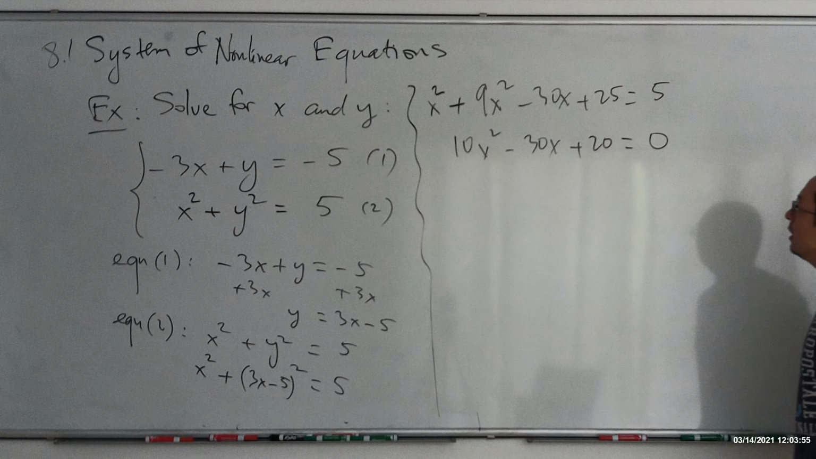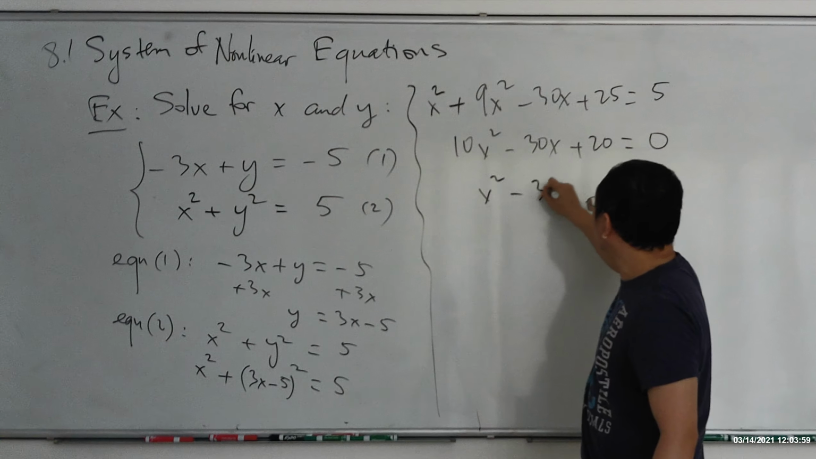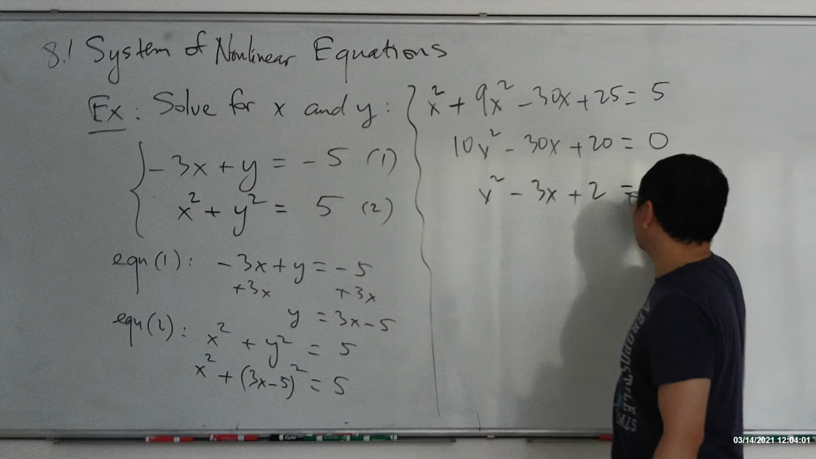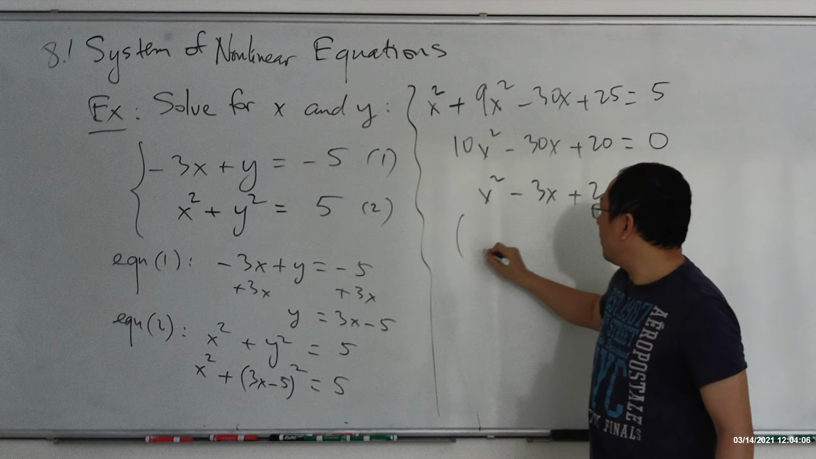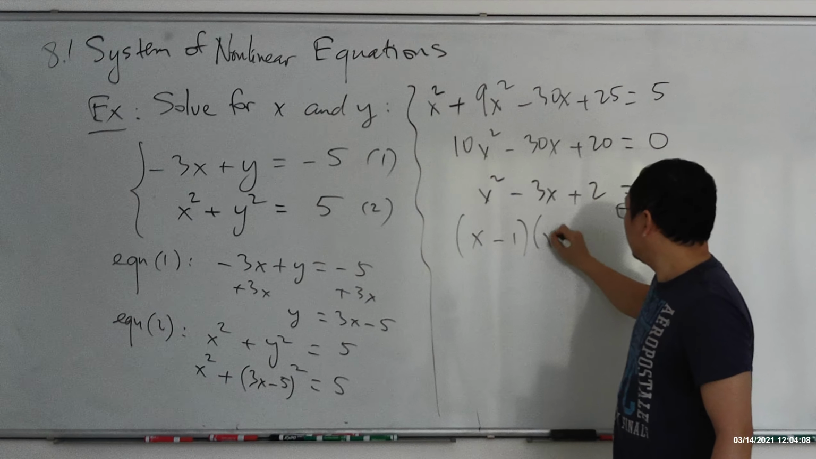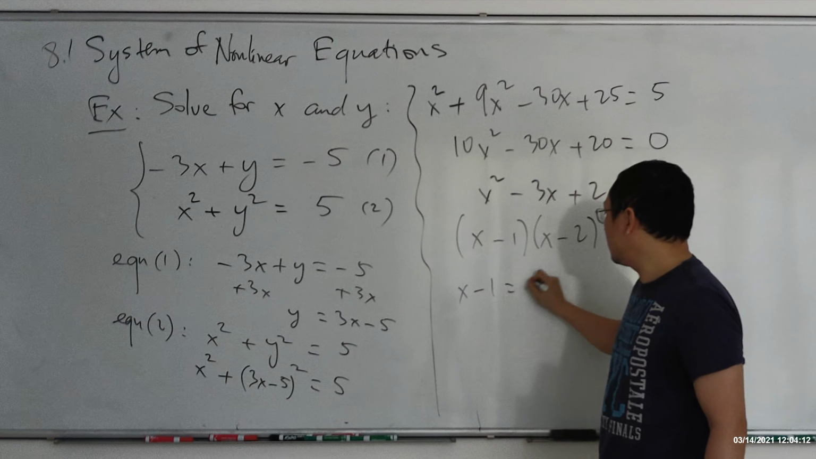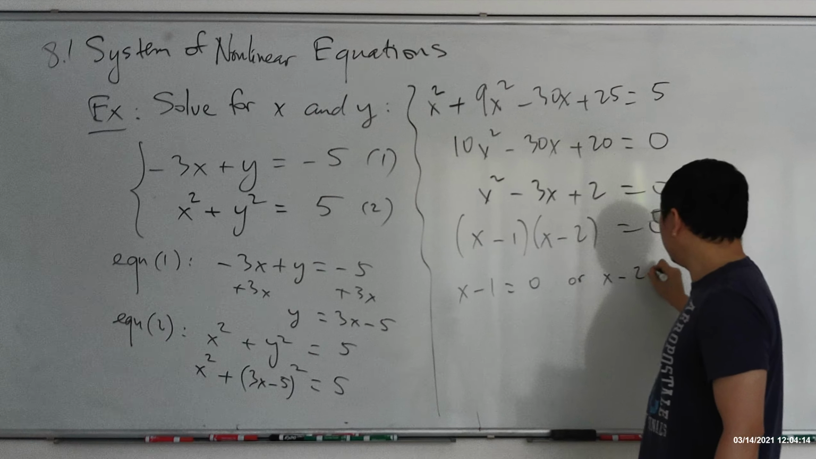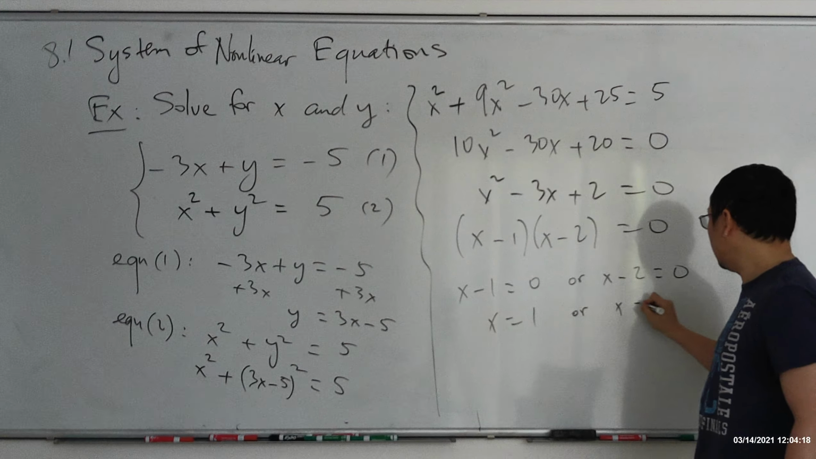Then I can simplify this a little bit more. Divide both sides by 10. I got x squared minus 3x plus 2 equal to 0. Now this is pretty simple to solve. Factor out or quadratic formula. x minus 1, x minus 2 equals 0. So x minus 1 equal to 0, or x minus 2 equal to 0. So x equal to 1, or x equal to 2.